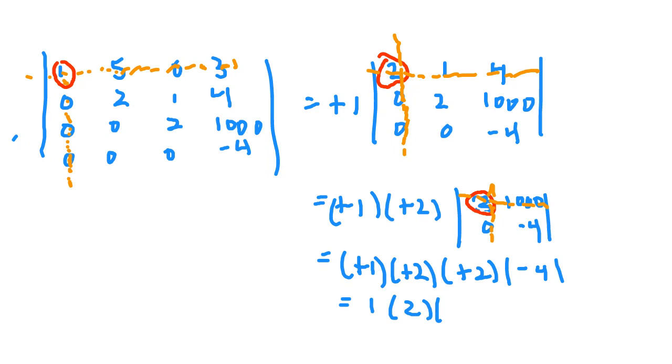Really what happens is you just do this. So you have 1 times 2 times 2 times -4. That gives you -16.